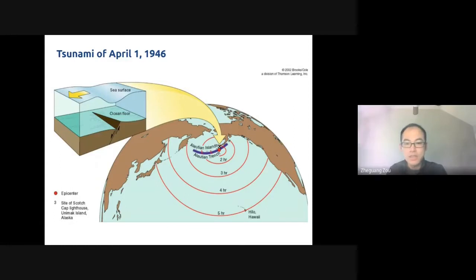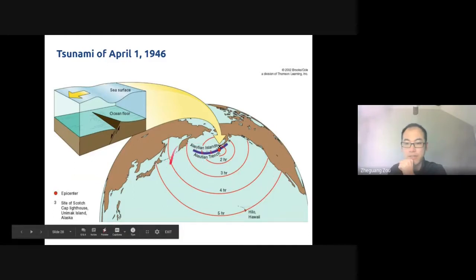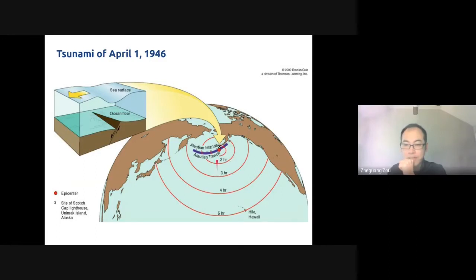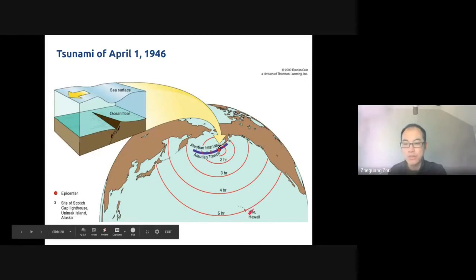This is an example of a tsunami that occurred on April 1st, 1946. For instance, there was an earthquake in this region that caused the tsunami and it propagated for a very, very long distance. I think this is around Alaska. And here they have different lines: 1 hour later, 2 hours, 3 hours, 4 hours, 5 hours. So within 5 hours, it reached Hawaii. You can see the speed of a tsunami is really quick.